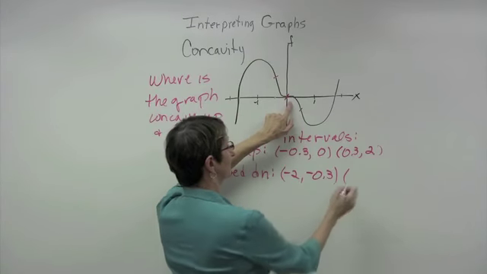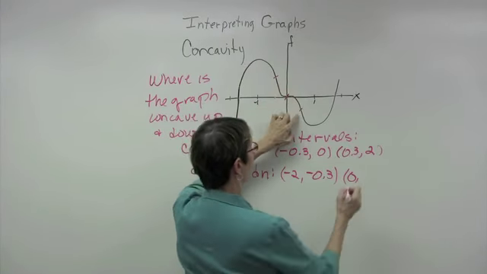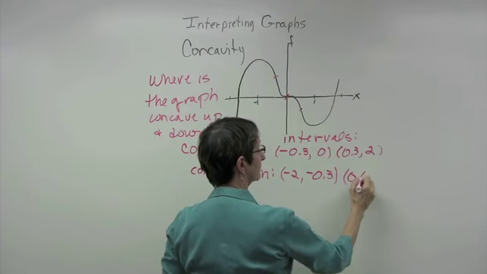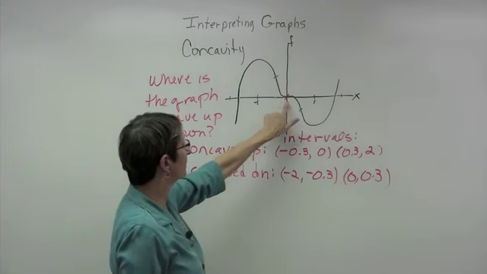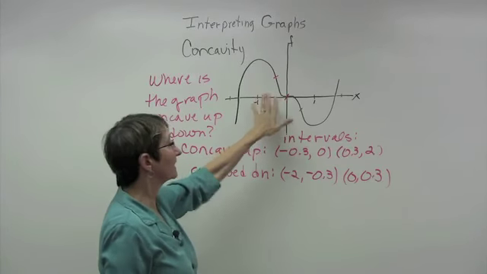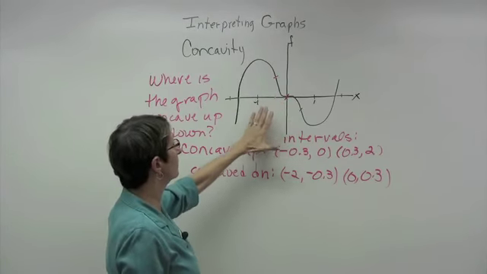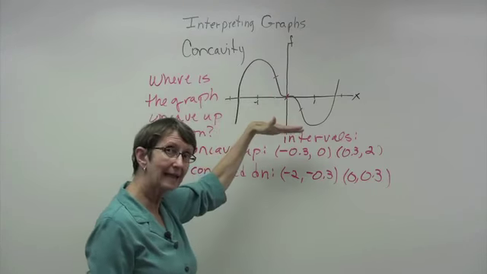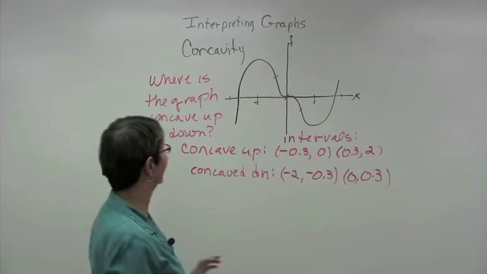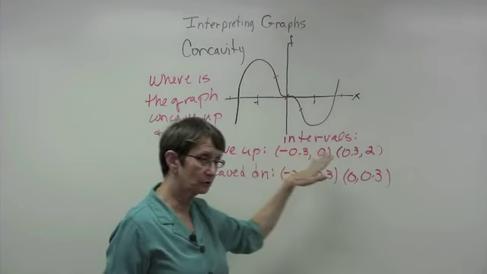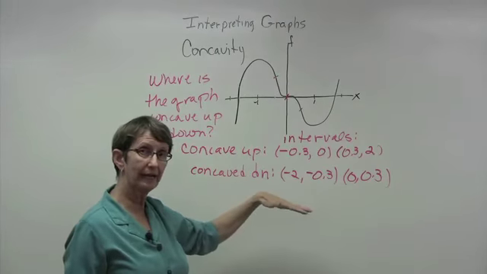Changes to up, and then from 0 over to this point, which is a +0.3, is concave down. Now, it's very, very flat in the middle. Pixels are going to make it look flat, but remember that it's not really flat if it's a nice smooth curve that's continuous like this. So our intervals are concave up and concave down.